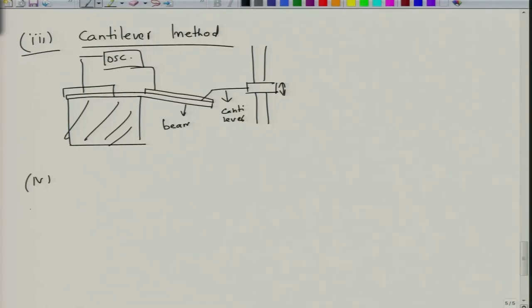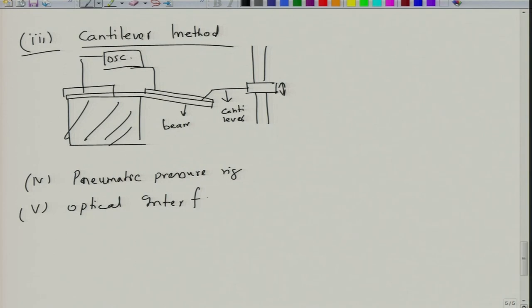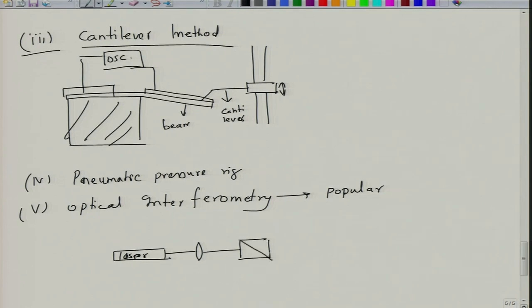There are other methods also, such as pneumatic pressure rig measurement, and there is also what we call optical interferometry. Optical interferometry is a popular method nowadays for measuring the piezoelectric coefficient. In this case, you have a laser, and this laser goes through lenses, and then it goes through a beam splitter.